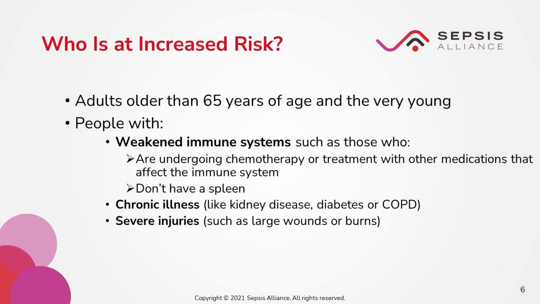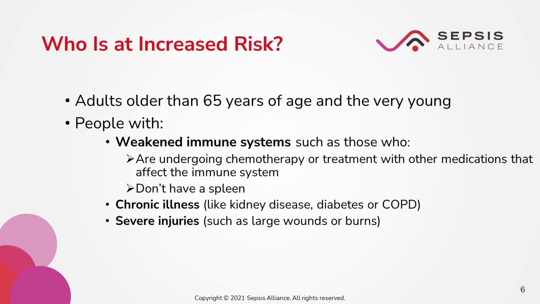So who's at increased risk? Anybody can get sepsis. A world-class athlete can get sepsis. The thing is, there are some people who are at higher risk than others, like for many other conditions, right? So we have adults who are older than 65 and the very young. Why? Because the very young, their immune system hasn't yet kicked into full gear. And as we age, our immune system starts to become less robust. Then there's people with weakened immune systems, and that can be for many reasons. You could be undergoing chemotherapy for cancer or receiving treatment for multiple sclerosis or psoriasis, rheumatoid arthritis, something like that. That can affect your immune system and make you more susceptible to catching an infection and getting sepsis.